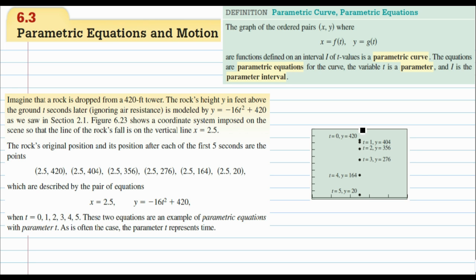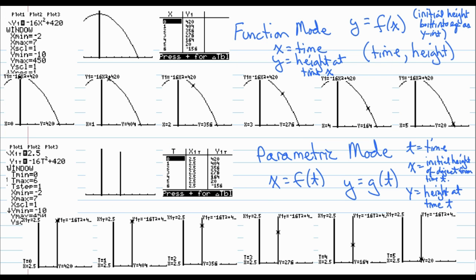So we said this rock is going to fall down a horizontal distance of 2.5, but its height is going to change according to this path, depending on how many seconds. So you can see after 1 second, its height is 404 feet. After 2 seconds, 356 feet, etc. On the next page here, it looks really complicated, but it's not that bad.